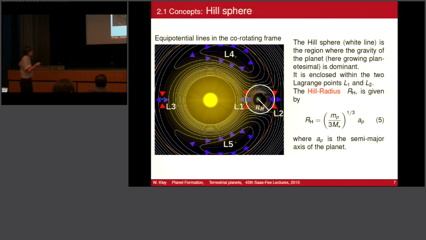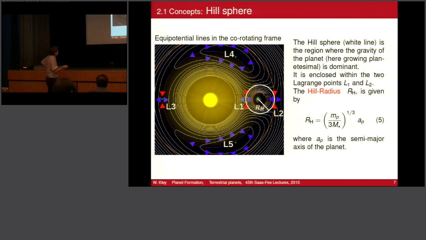So they orbit each other, but if you go into the co-rotating frame and look at the equipotential lines in the co-rotating frame, you may know you have these very well-known Lagrange points here, basically L1 and L2, which are important here, and then here the L4 and L5. And the radius, basically, which is covered between L1 and L2, is called the Hill sphere, or in other contexts also sometimes the Roche lobe.